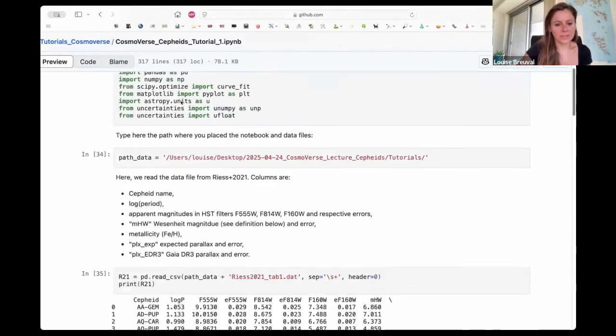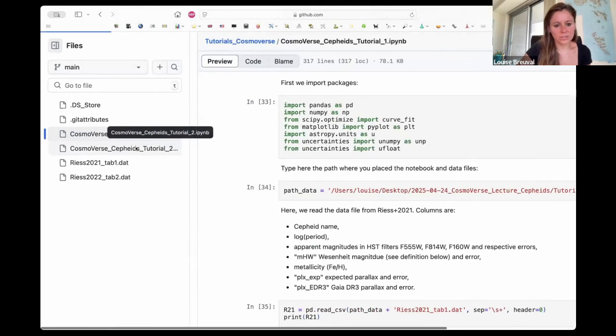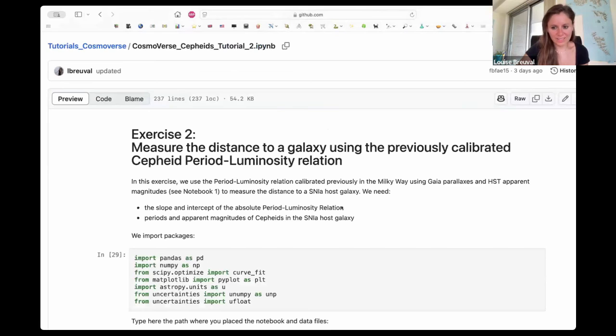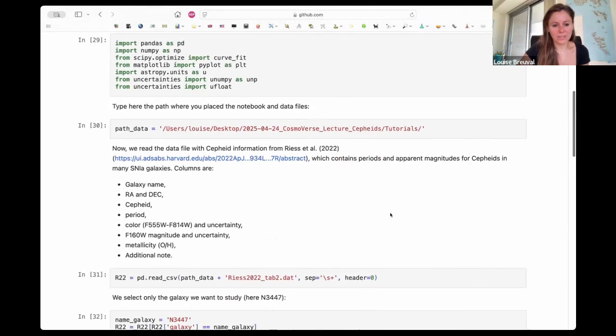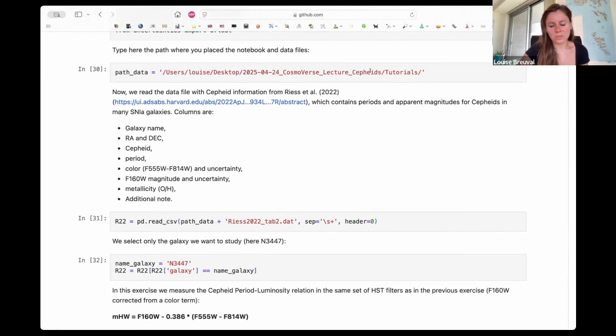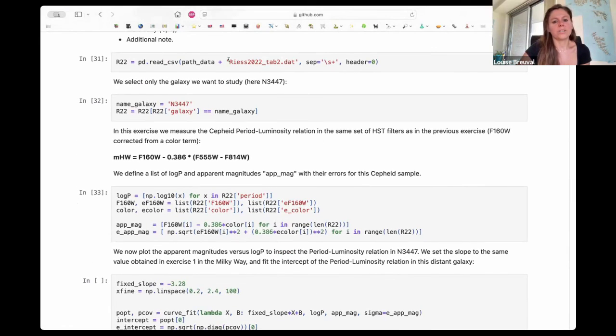So then I'll go to the second tutorial. It's the application of this. Now we measure the distance to another galaxy using this calibration. So here you're going to do the same, update this. And this time you read the other data table, RIS 2022. And this is a really long list of Cepheids in many host galaxies. So you can pick one. I picked this one, but feel free to take any other galaxy you like.